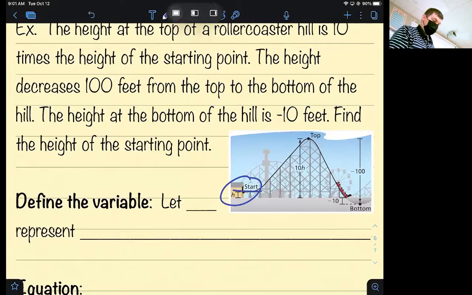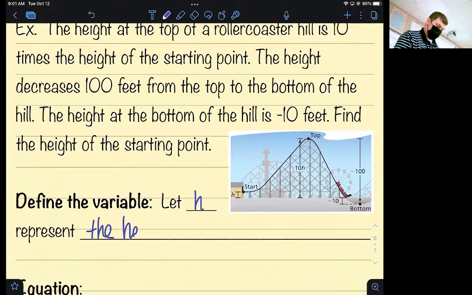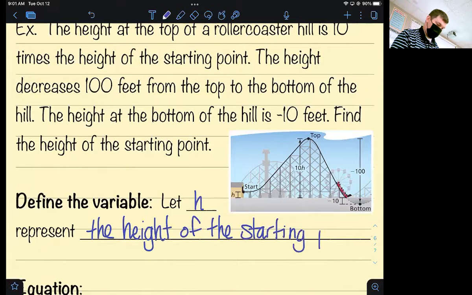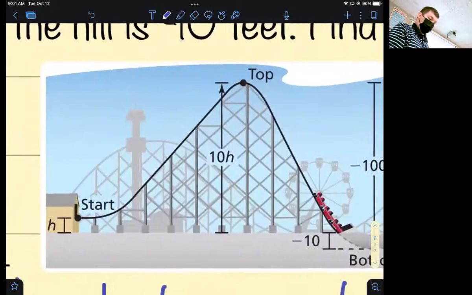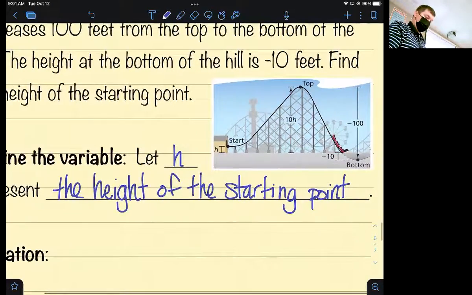So when it says define my variable, they've already kind of done that for me. What letter are we supposed to use? H, which is what I would have done anyways for height. So let H represent the height. The height of what? The start, or the starting point, or the platform. We know that the top of the hill is 10H. We're trying to find the platform.